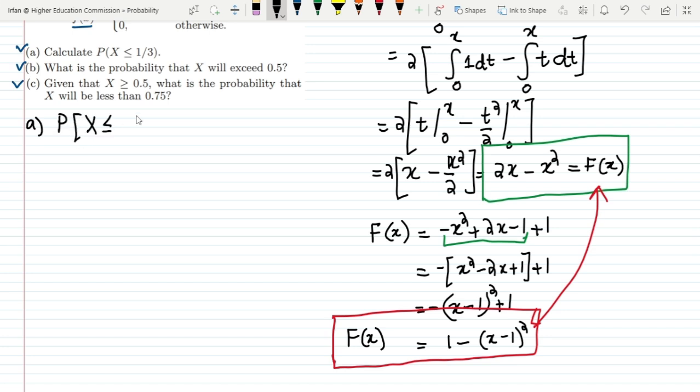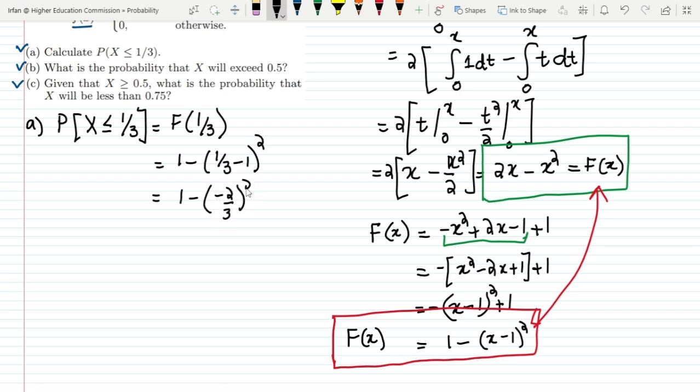Now looking at part A of my question, I have to find the probability that x is less than or equal to 1 by 3, and that is very easily found out by putting f of 1 by 3. Putting the values here, this is f of x, so 1 minus, x value is 1 by 3 minus 1. Here it would be 1 minus, this would be minus 2 by 3 whole square, or 1 minus 4 by 9, and the answer will be 5 by 9. That is the answer of part A of my question.